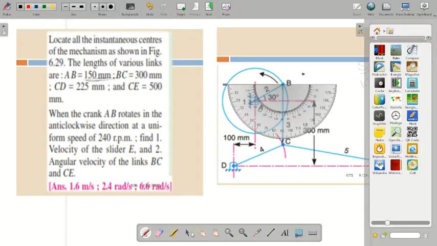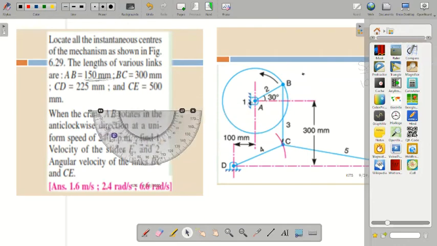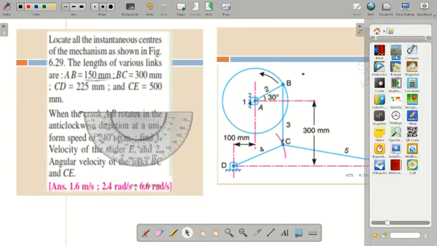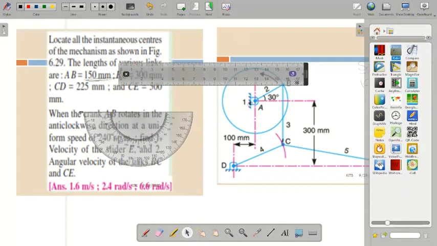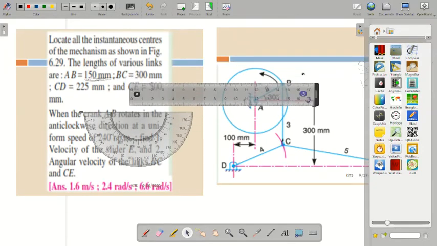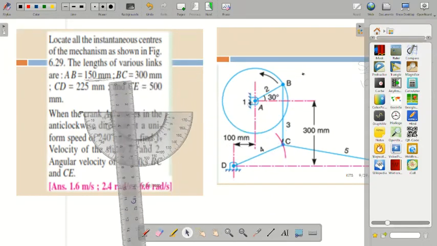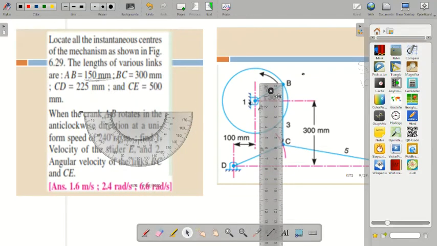Then once again take the scale, keep it on the place. What is the BC length? BC length is 300 mm. 300 mm means 1 centimeter equal to 50 mm, so you have to draw a 6 centimeter line. From this point you have to draw a 6 centimeter line.